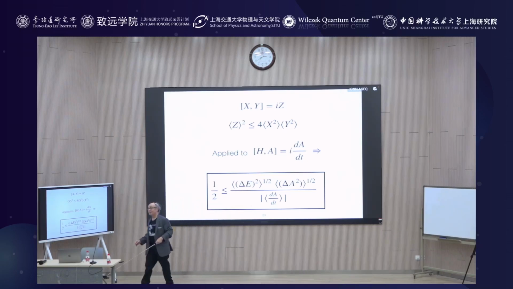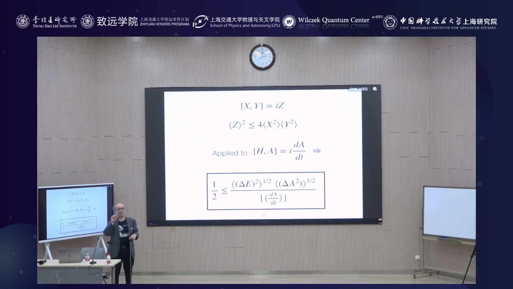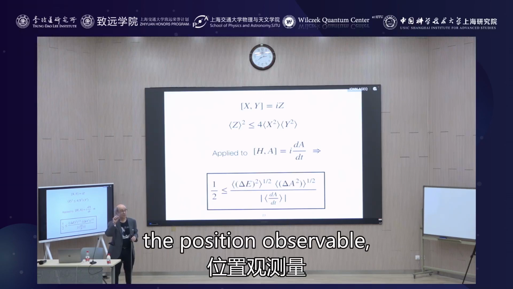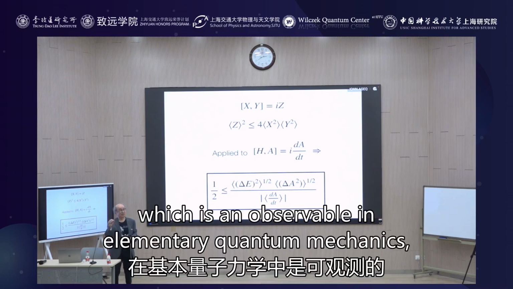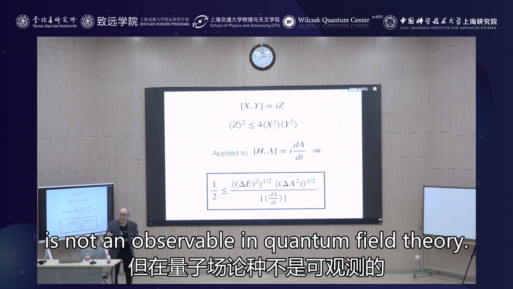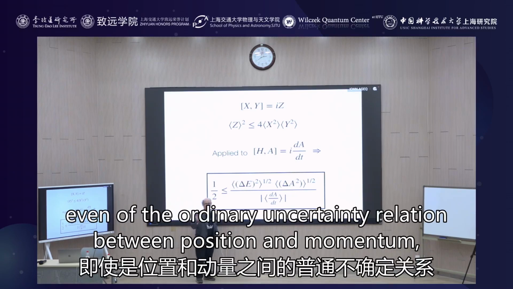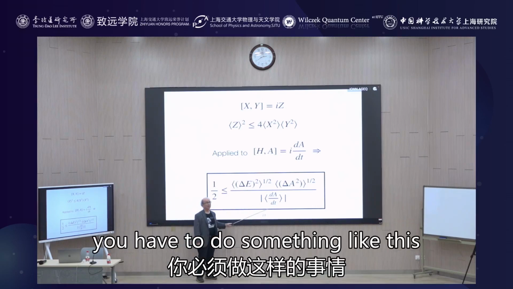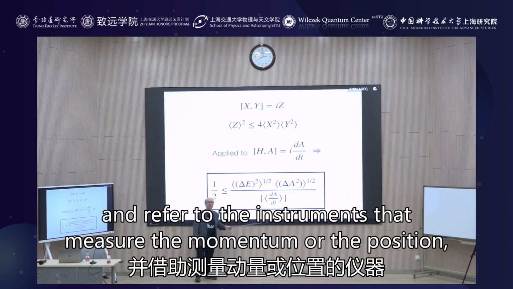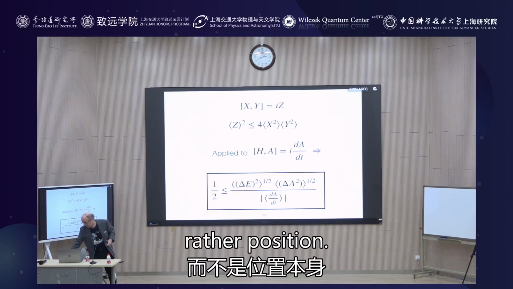By the way, the position observable, which is an observable in elementary quantum mechanics, is not an observable in quantum field theory. It's only an approximation. So if you really want a rigorous version, even of the ordinary uncertainty relation between position and momentum, you have to do something like this and refer to the instruments that measure the momentum, or the position, rather.